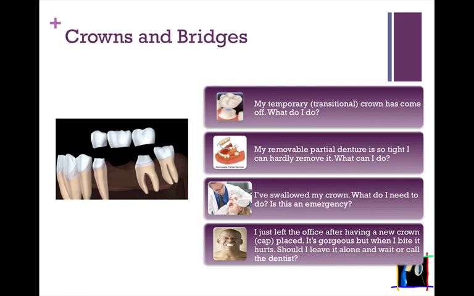In our crown and bridge section, which is the purpose of this brief video, we have 4 questions that we as dentists find we have to answer most often. My temporary or transitional crown has come off, what do I do? My removable partial denture is so tight I can hardly remove it, what can I do? I've swallowed my crown. What do I need to do? Is this truly an emergency?